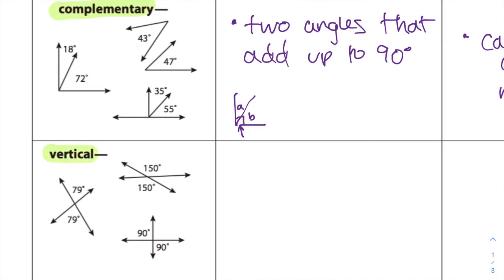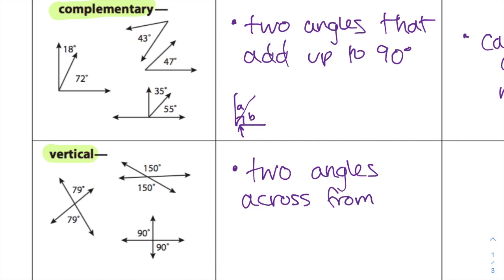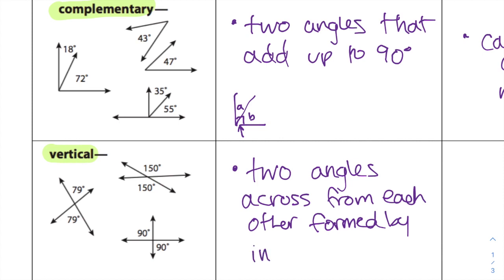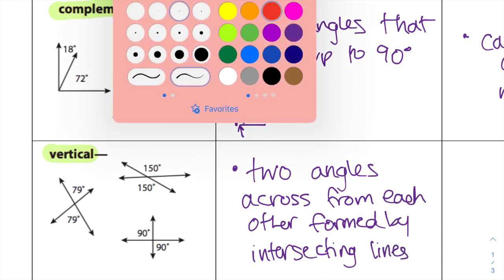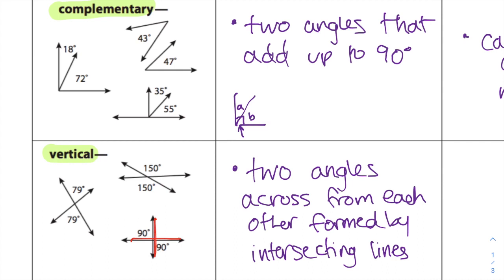All right, next one, vertical. Vertical angles are two angles across from each other formed by intersecting lines. So if you look over here in the picture, our intersecting lines mean that there are two lines that are intersecting, and those are the angles that are across from each other like this.